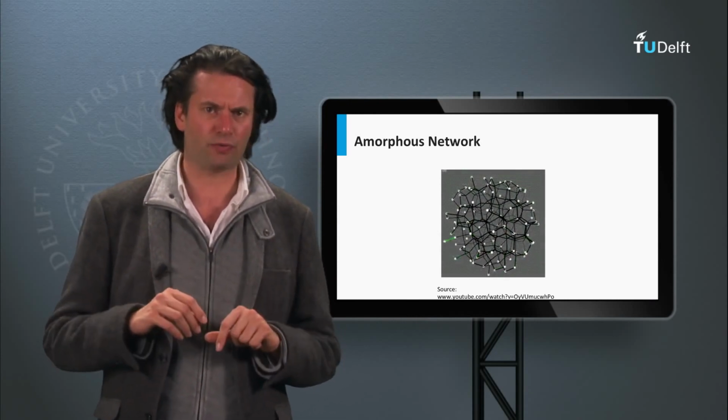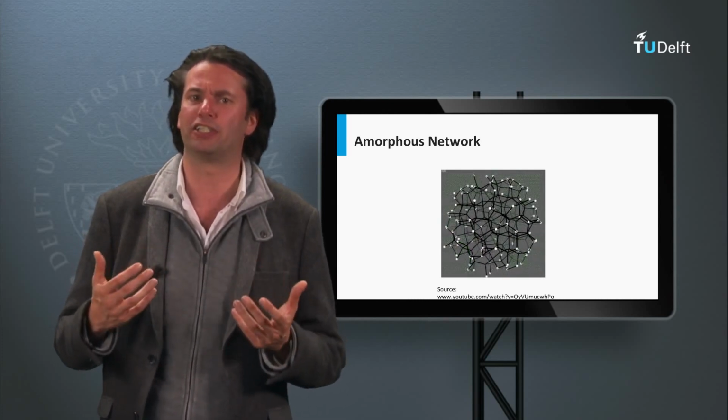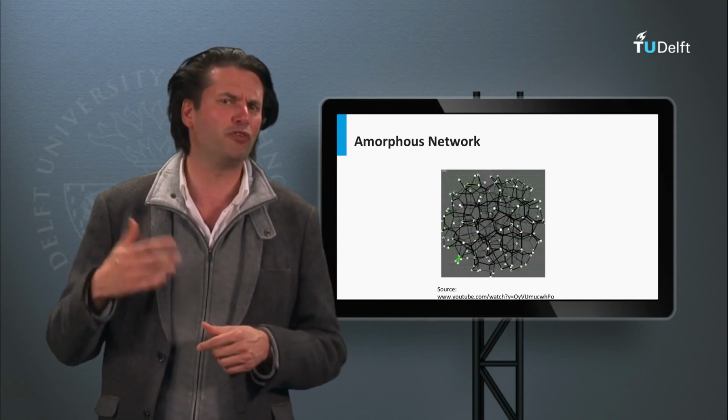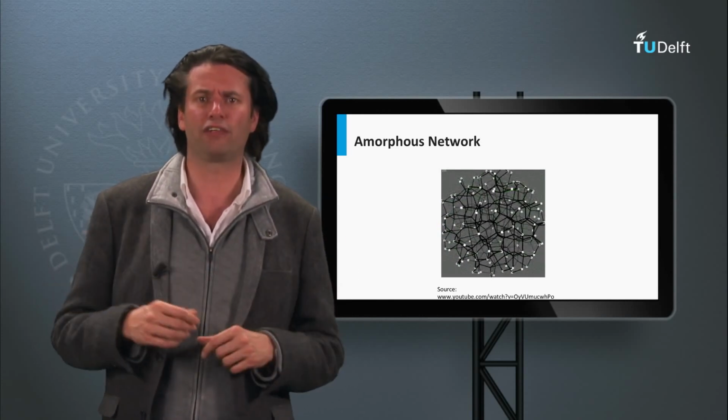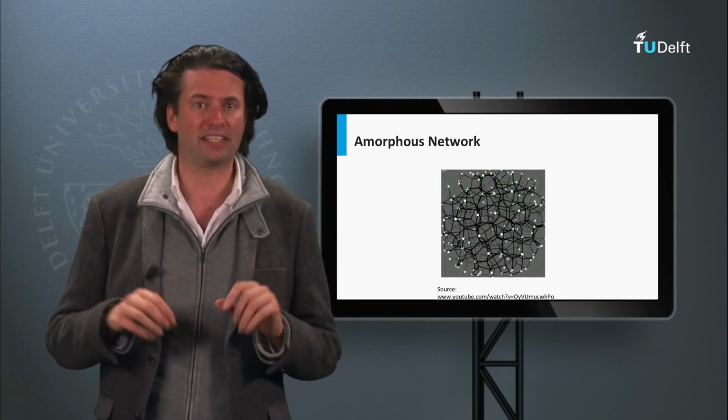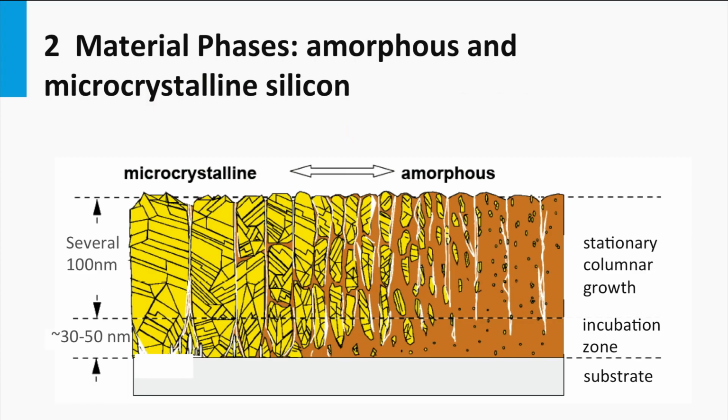In a real amorphous network you will have volume deficiencies in the lattice. Examples of volume deficiencies are vacancies, multi-vacancies or nanosized voids. The surfaces of these volume deficiencies are passivated with hydrogen.